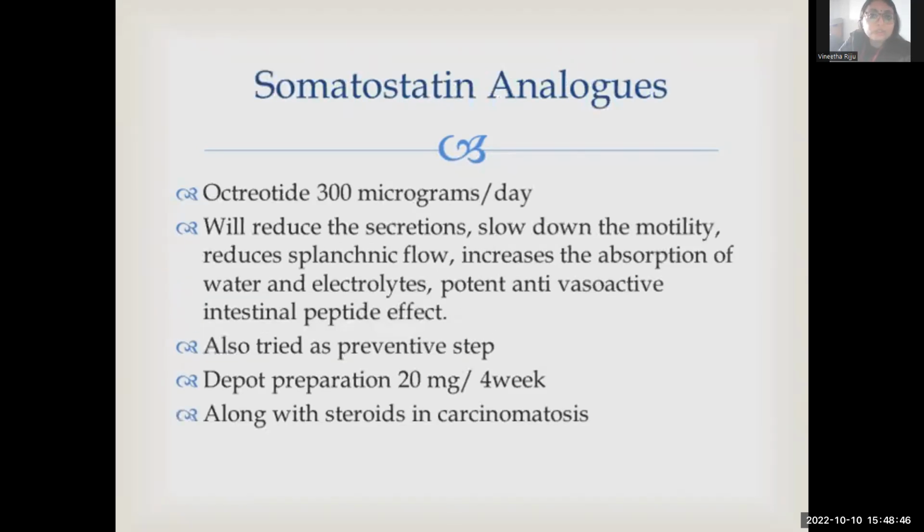There is also a role for somatostatin analogs. We did talk about octreotide. It is a somatostatin analog, and it is an anti-secretory agent, 300 micrograms per day. You can also try Buscopan, which also has anti-secretory properties. But octreotide is very expensive. That is the only problem.